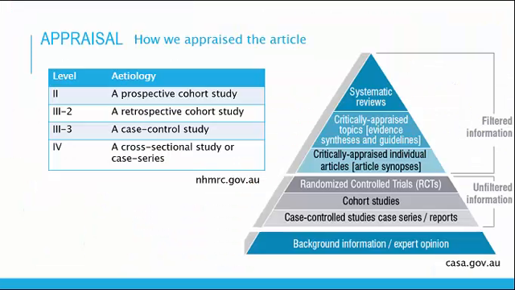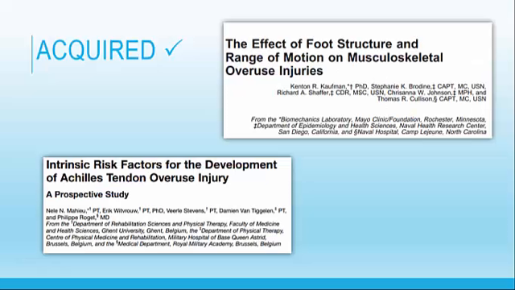Kaufman study. In completing the search, we successfully identified 2 Level 2 prospective cohort studies on the NHMRC table. These are: Intrinsic risk factors for the development of Achilles tendon overuse injury, a prospective study by Mayu, and The effect of foot structure and range of motion on musculoskeletal overuse injuries by Kaufman.